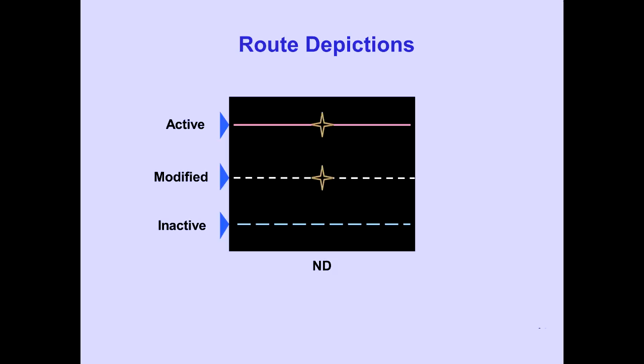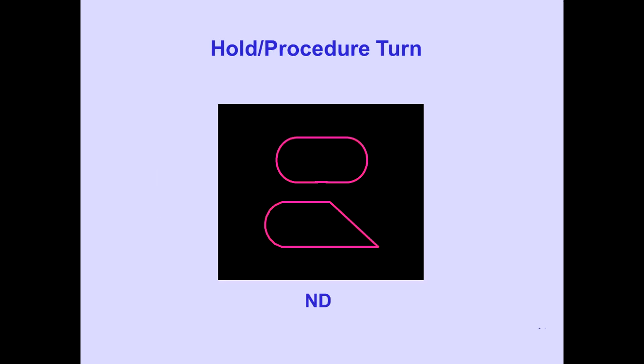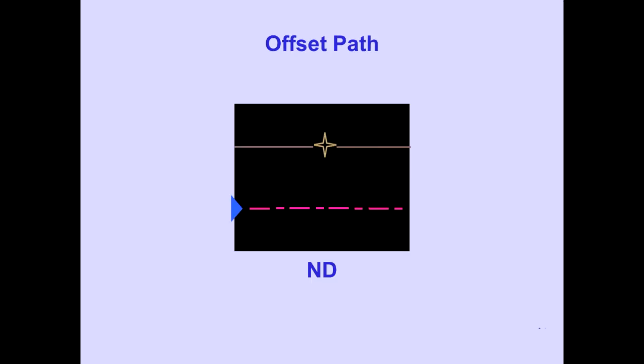Active route is displayed as a magenta line. Modifications to the active route are displayed as a dashed white line. Inactive routes are displayed as dashed blue lines. Holding patterns or procedure turns can also be displayed. An offset path is represented by a dashed line.